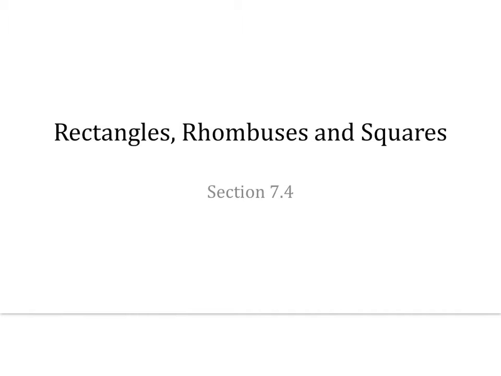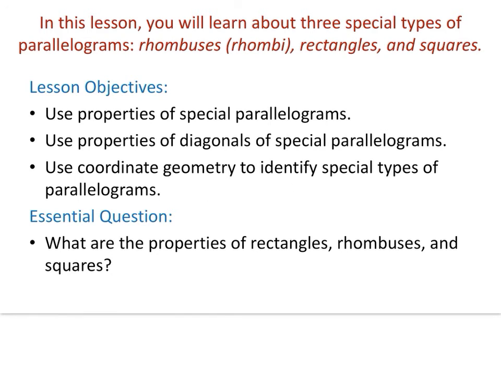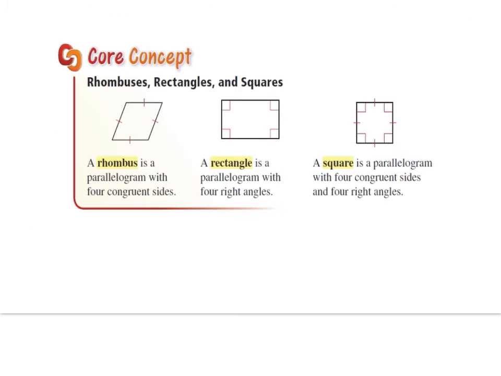All right, mathematicians, we'll look at section 7.4 about our special parallelograms, the rectangles, rhombuses, and squares. In this lesson, we're basically going to look at the properties of special parallelograms. So we want to answer the essential question: what are the properties of rectangles, rhombuses, and squares? Our core concept is about these three special parallelograms. Just pause the video and fill in your notes with the definitions and pictures.